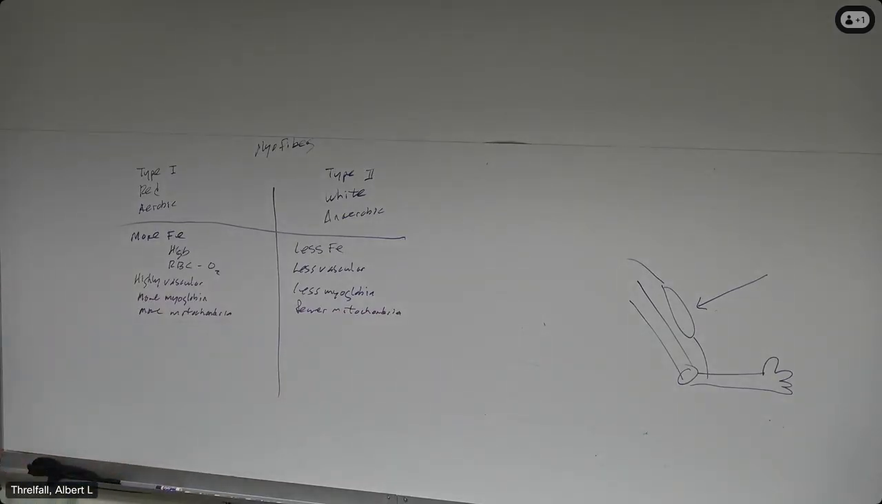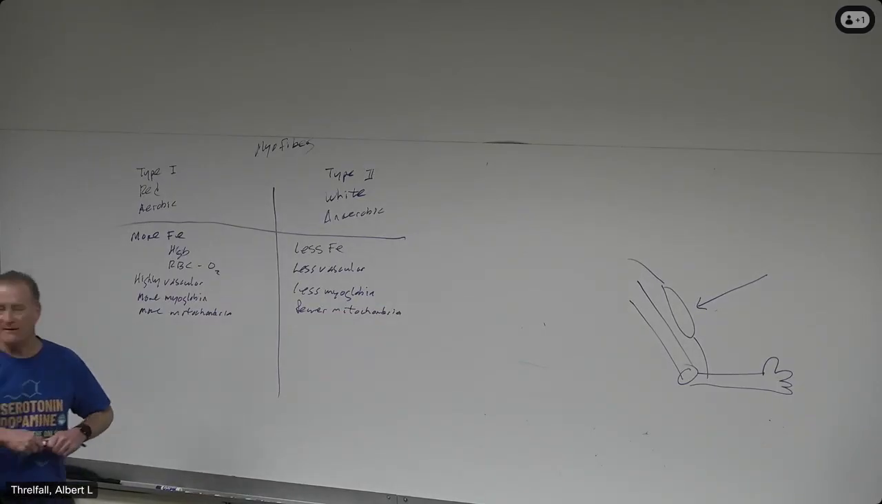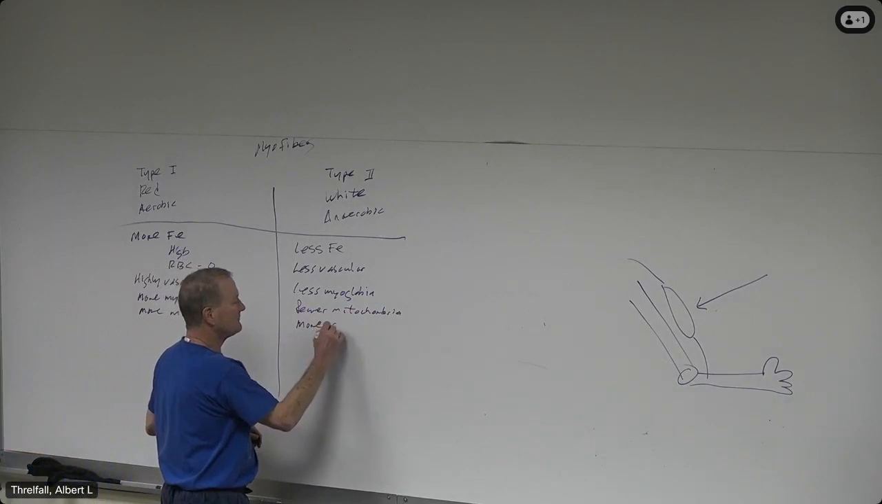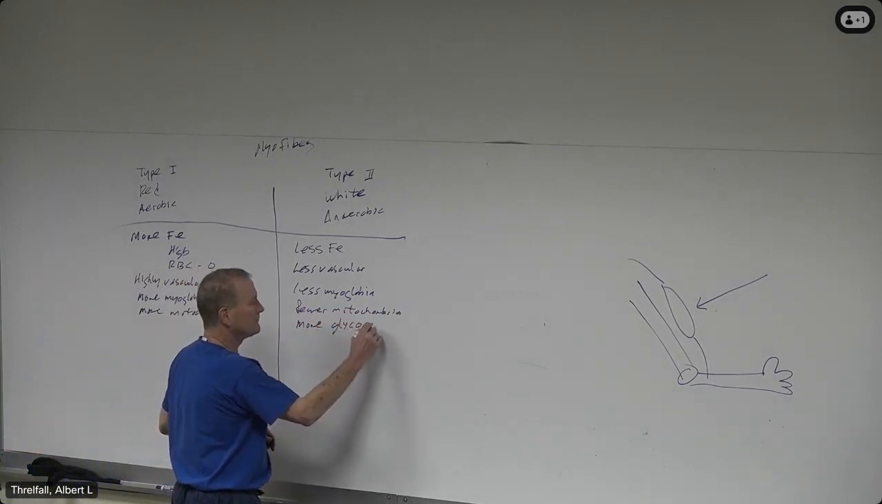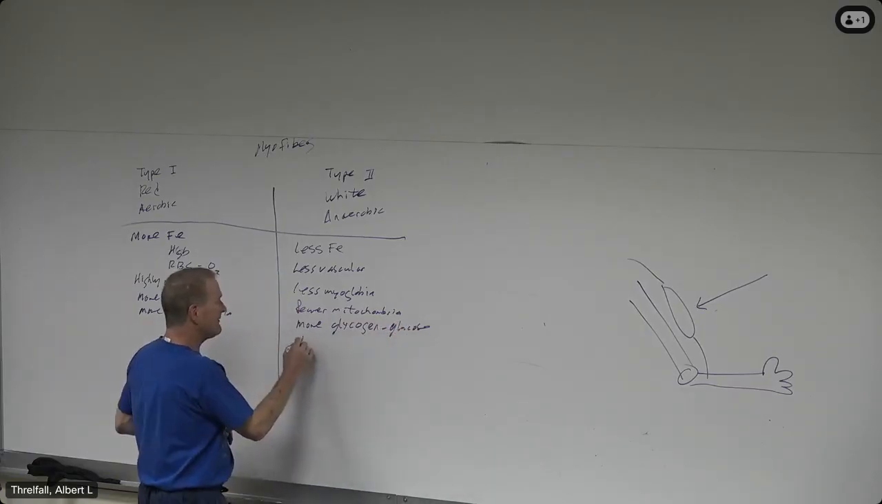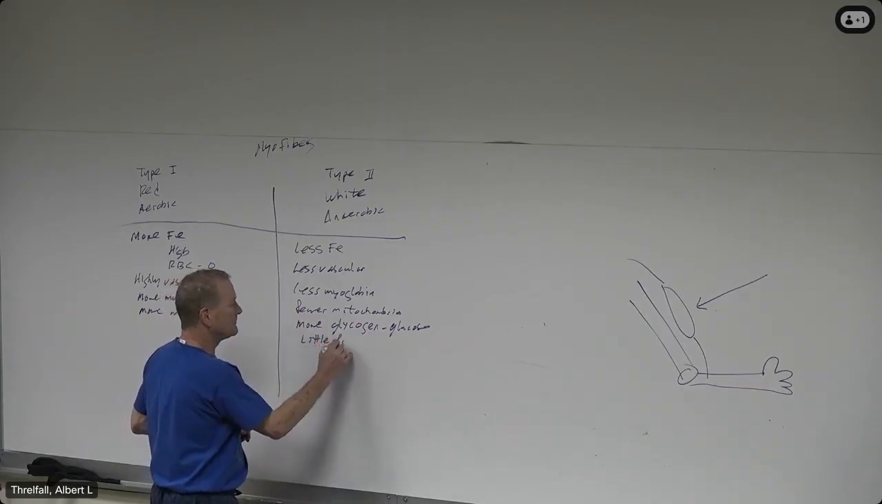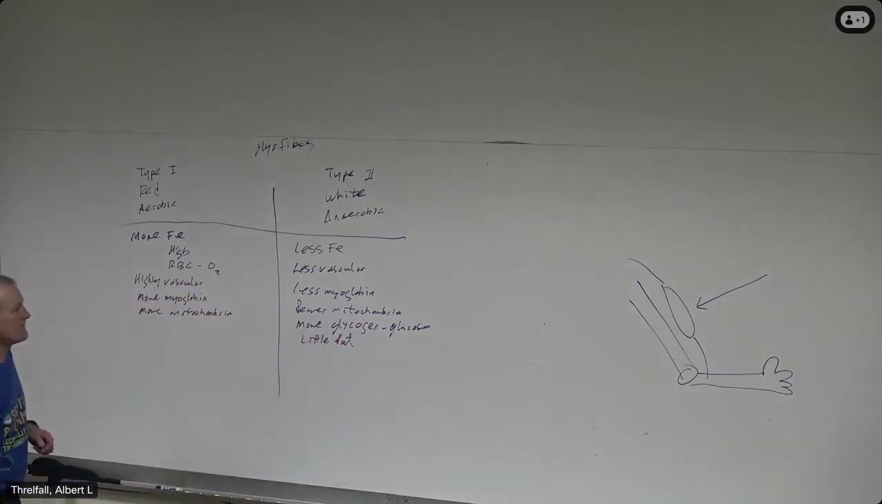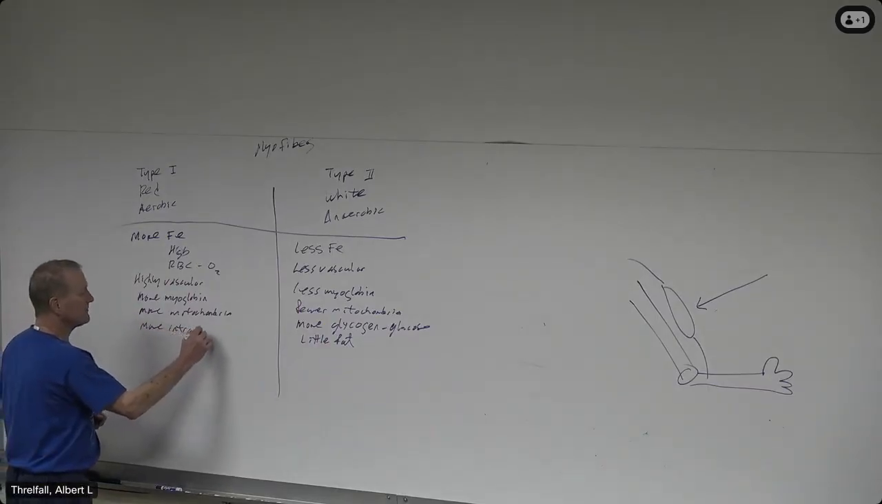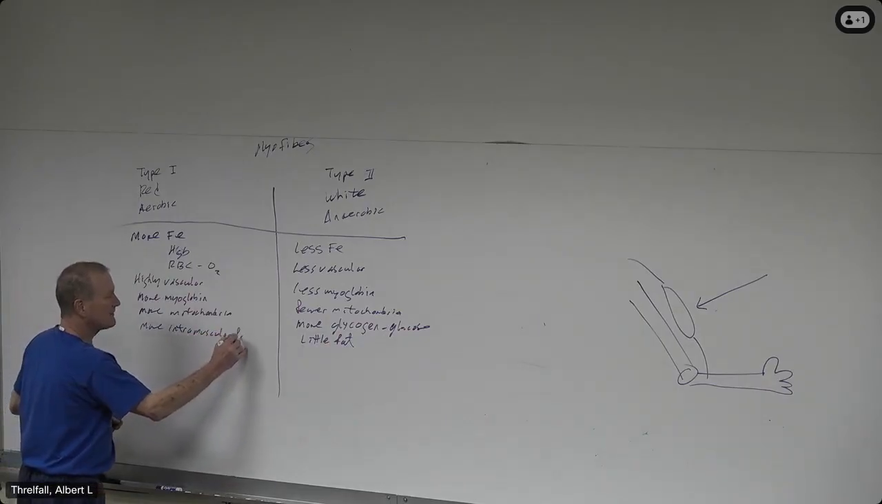In energy system number 2, the glycogen lactate system, the anaerobic system, what are we burning? Glucose. That's it. You can't burn fat anaerobically. So the white fibers have more glycogen, and subsequently more glucose. They don't have a lot of fat. The red fibers have more intramuscular fat.